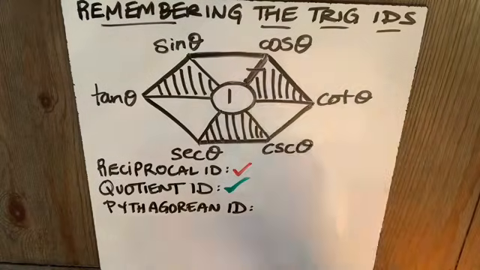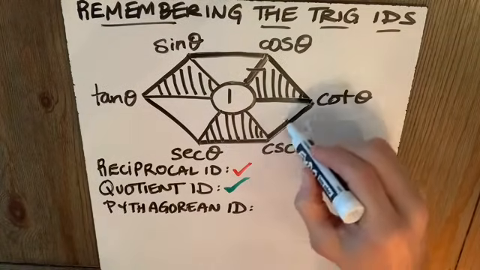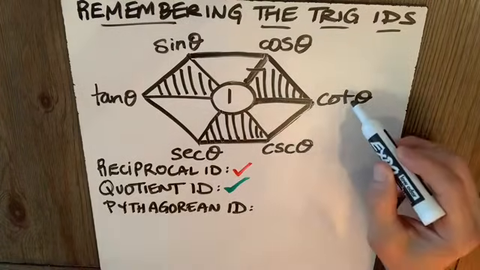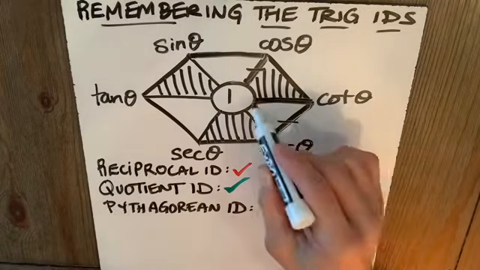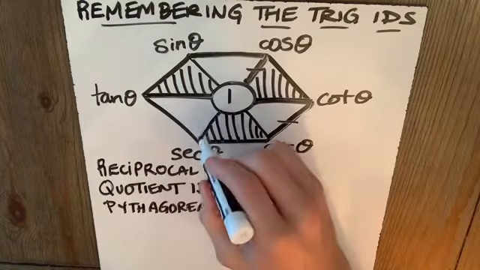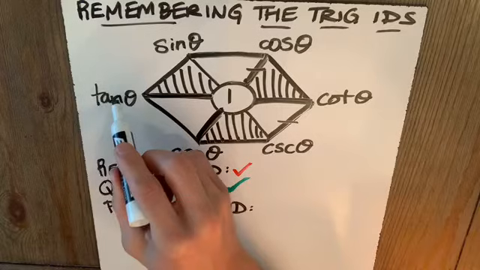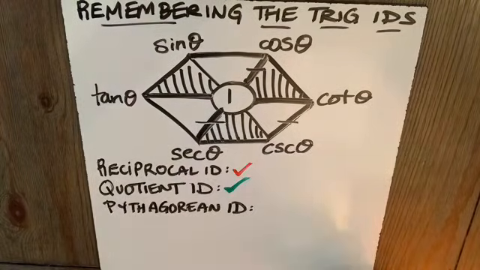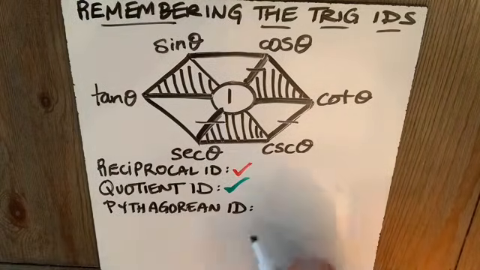I'm following the 7. How about this one? There's another 7 there. I'll say 1 plus cotangent squared theta equals cosecant squared theta. I'm following this 7. And our third 7 is over here. And we'll say tangent squared theta plus 1 is equal to secant squared theta. So you can see, if you follow your 7s, you get the Pythagorean identities as well.